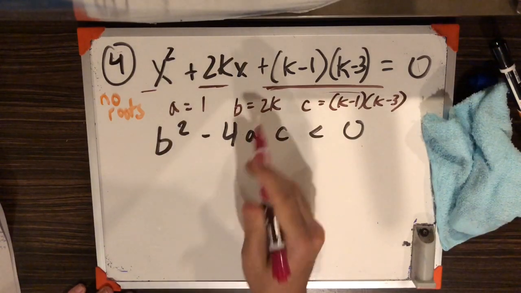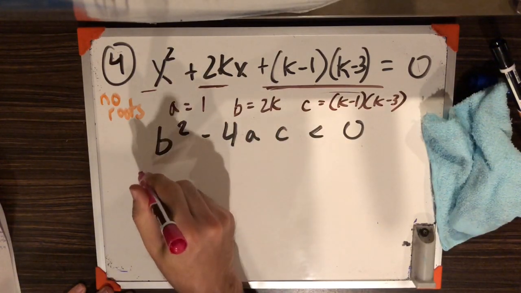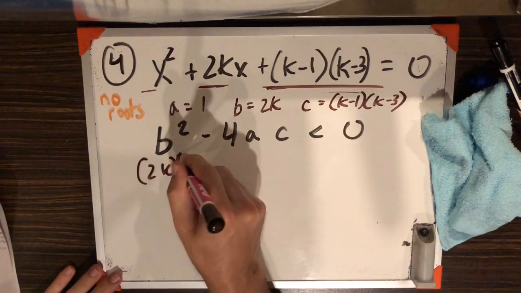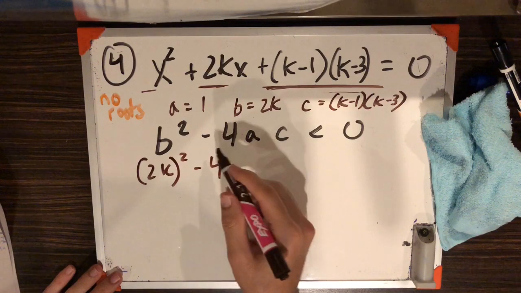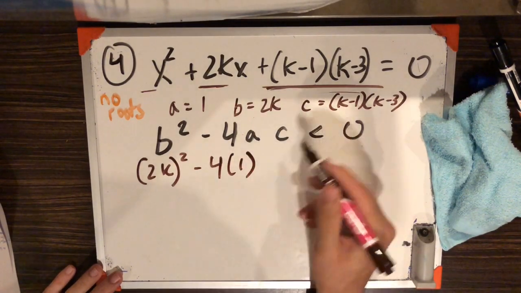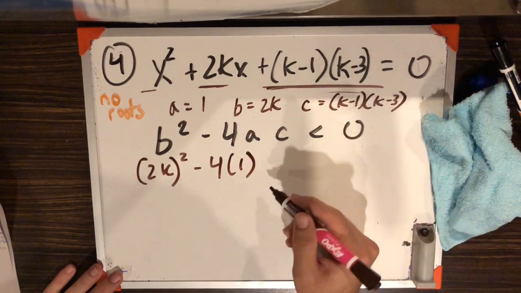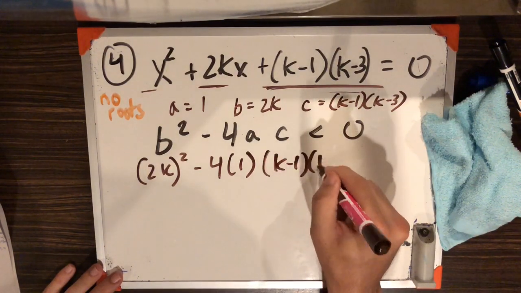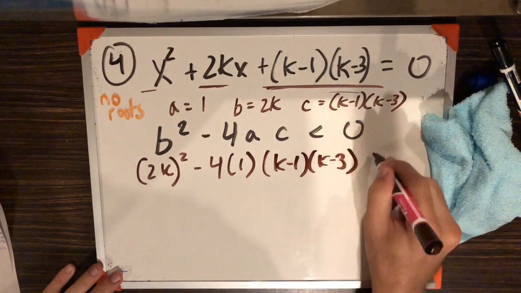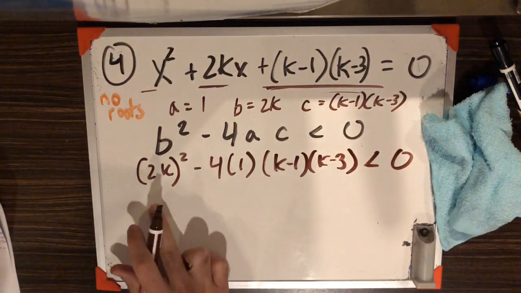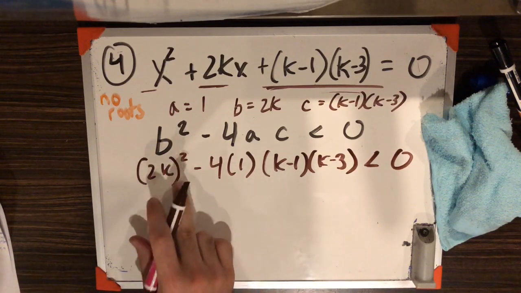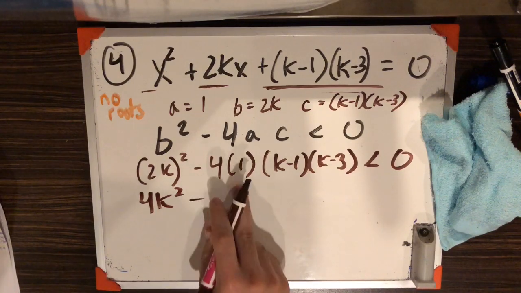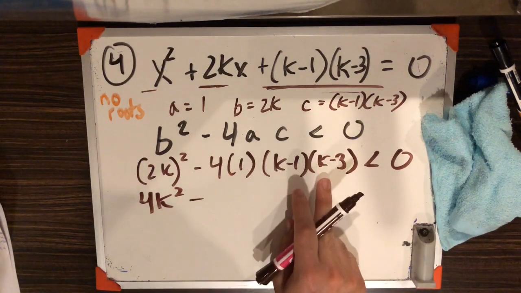All right, so b squared is, well, that's just 2k, so this is going to end up being 2k squared. I know 4 is just 4, a is 1, c is this big old value here, k minus 1 and k minus 3. I know that's all less than 0, okay? I'm going to have to simplify this real quick, right? 2k squared, well, it's just 4k squared, minus 4 times k minus 1, k minus 3.